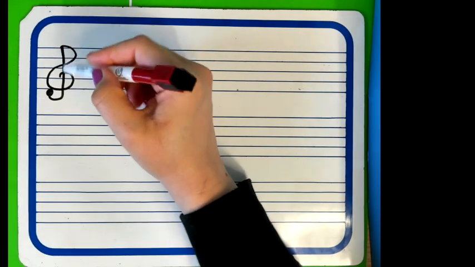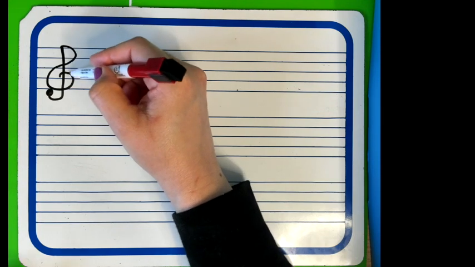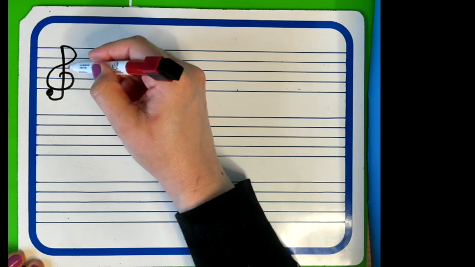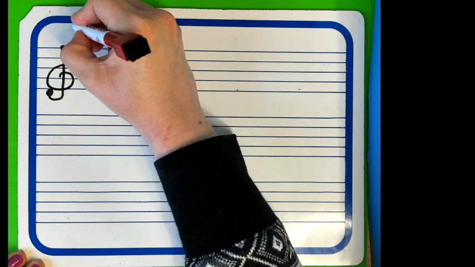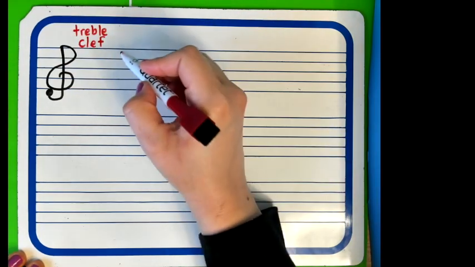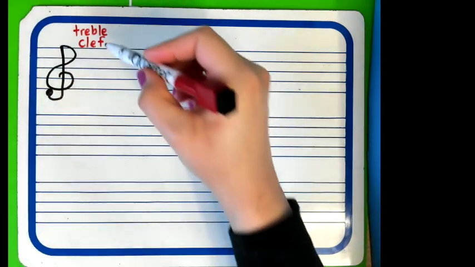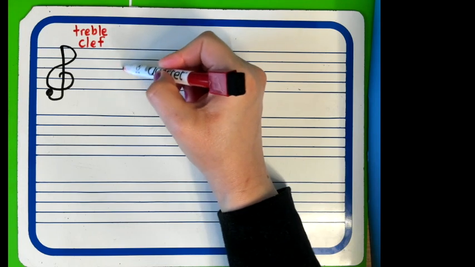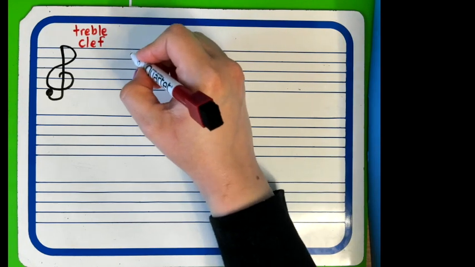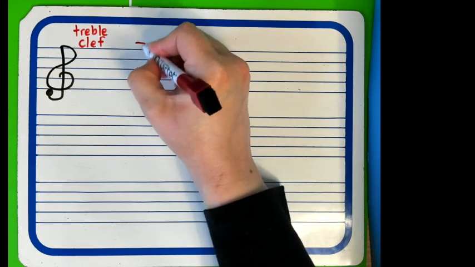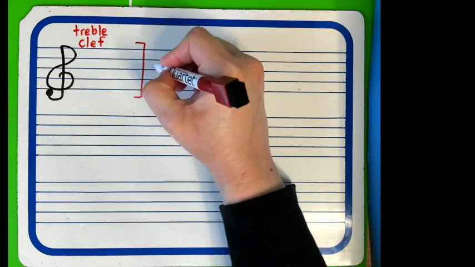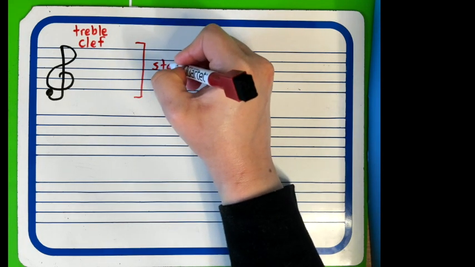Now in music class, we also have a special symbol. This, that looks like the letter G, is called a treble clef. And we also have 5 lines right here. 1, 2, 3, 4, 5. This is called the staff. So I'm going to put this bracket here and I'm going to call it the staff.